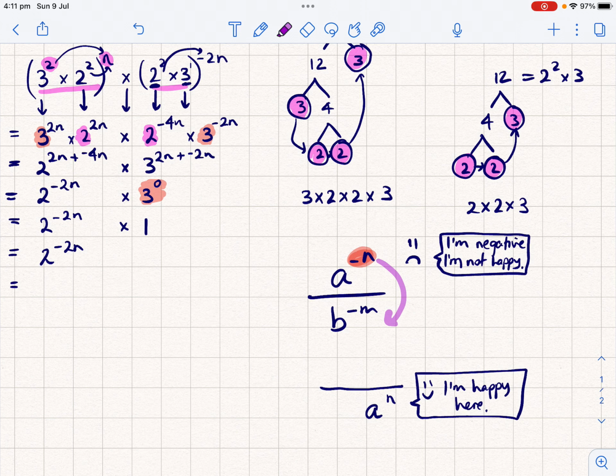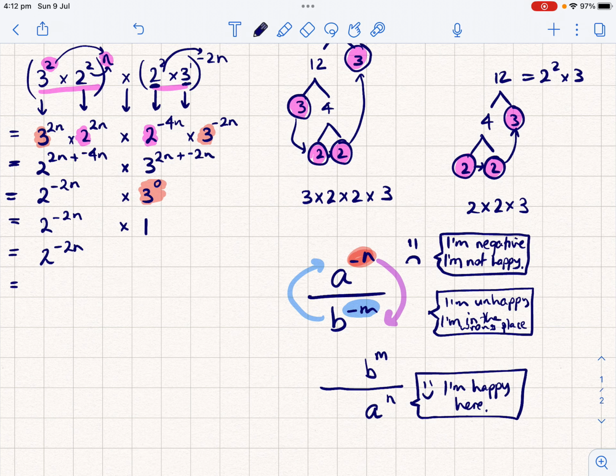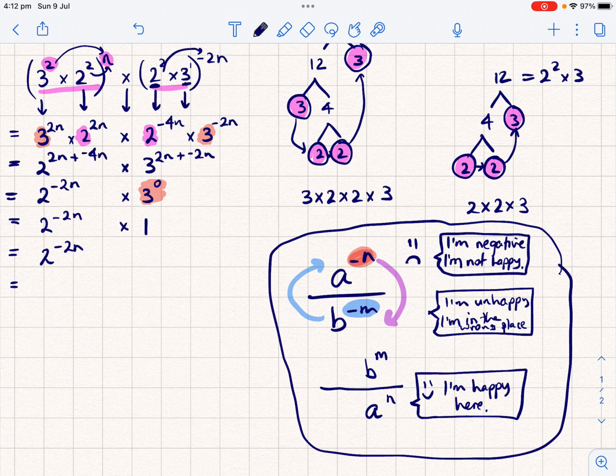Same thing with the other part of this expression. I've got the negative m. That negative m is saying I'm unhappy, and the reason it's unhappy is I'm in the wrong spot. How do I make it happy? I move it to the top line, where it will be a happy little index. So it will be to the power of m. I'm happy here. That's positive. So same thing over here. That's my ridiculously silly way of remembering where my negative powers should go and how to manage them.